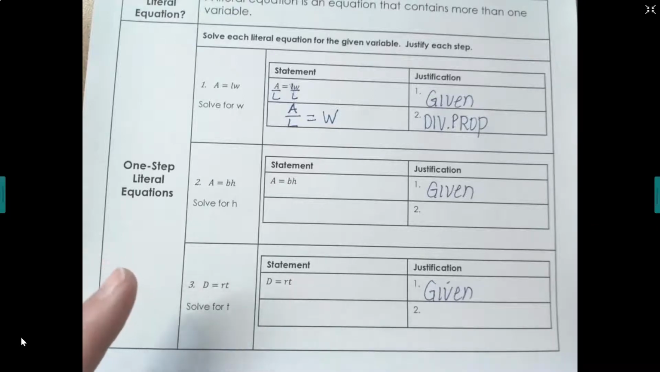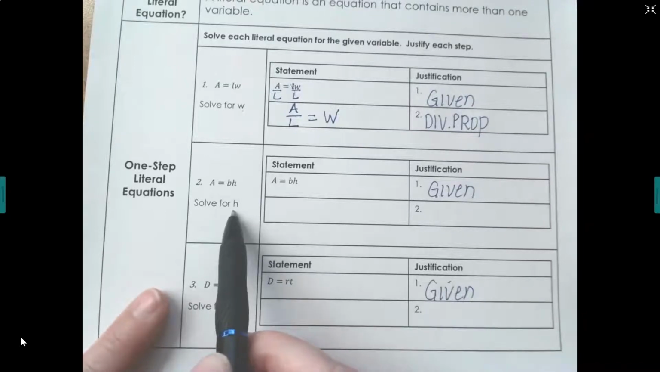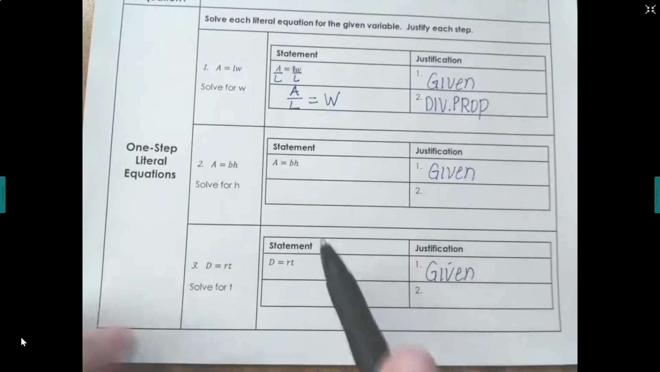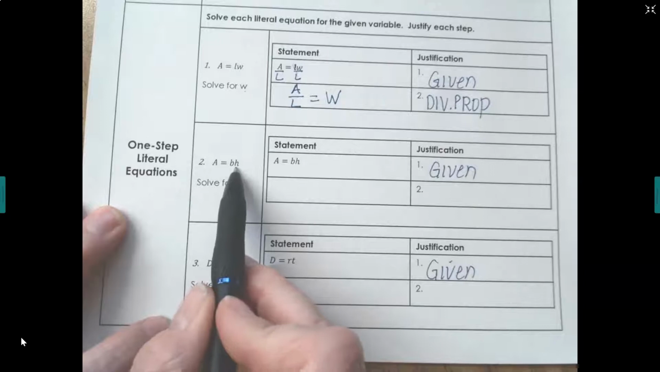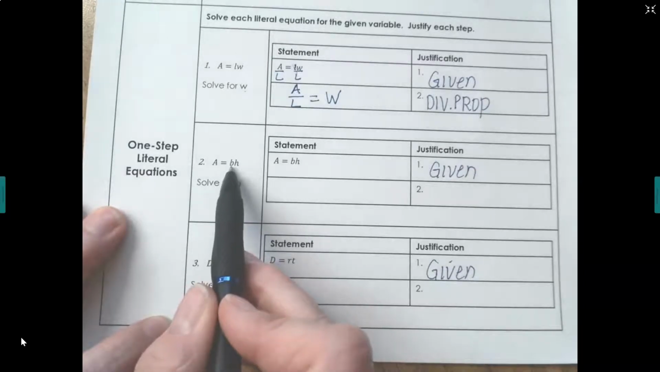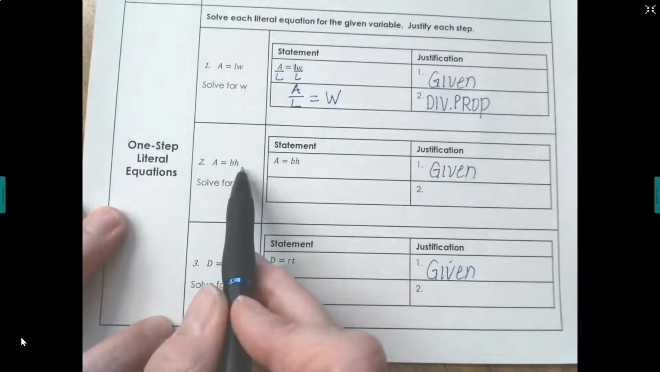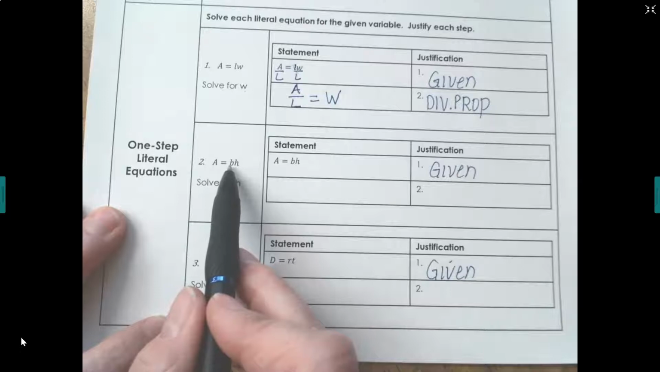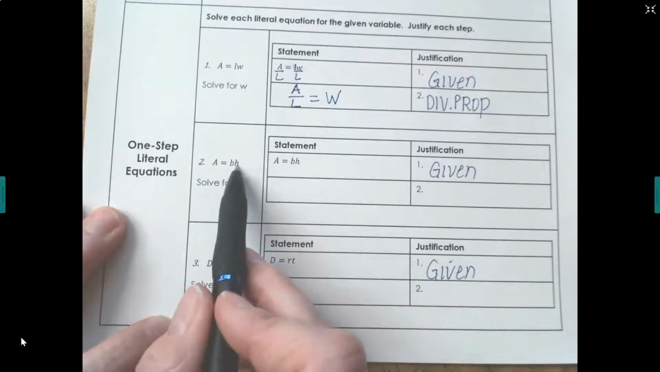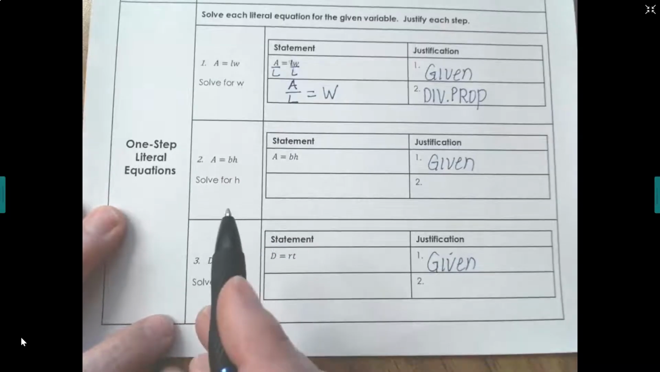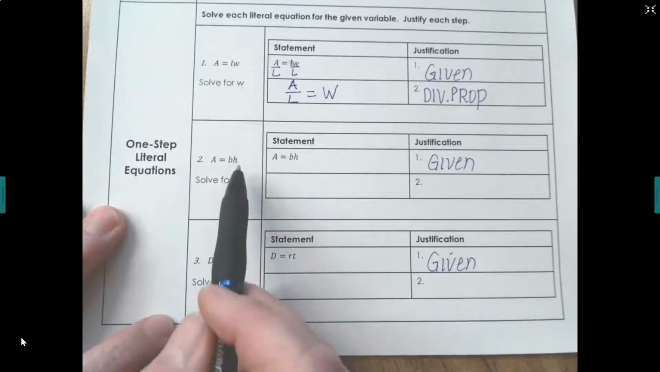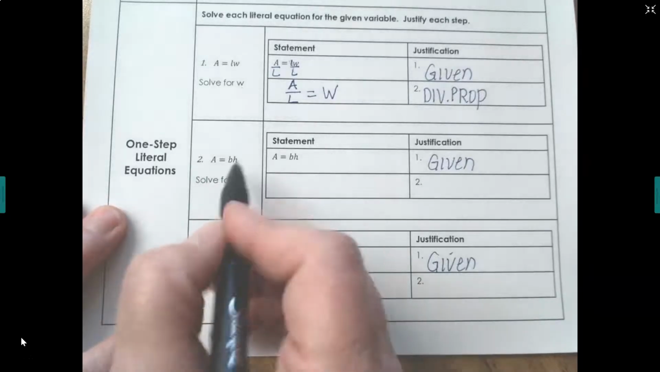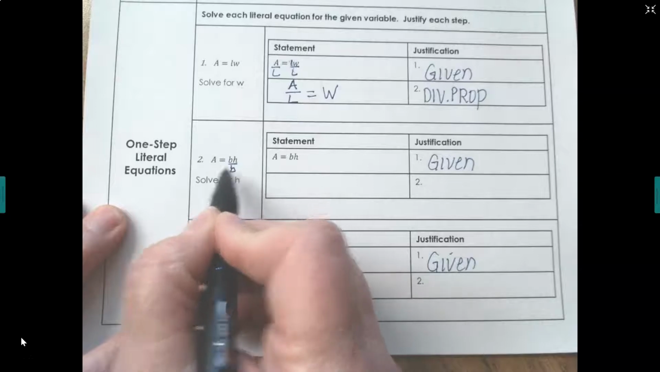We have A equals BH, and we want to solve for H. So here's your H, and it's tied up in this term. This is the only term on this side, so I don't have to add or subtract anything because there's no addition or subtraction going on over here. However, I do have multiplication because this is really B times H. The opposite of multiplication is division. Now I want H to stay there. I need B to move away, so I'm going to divide by B.